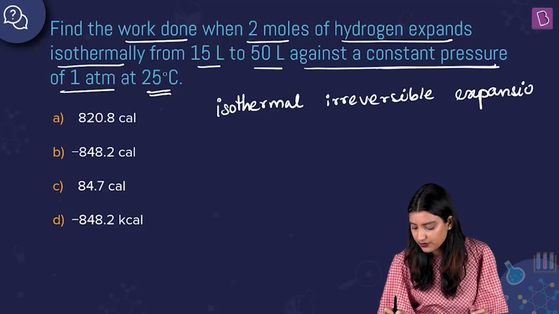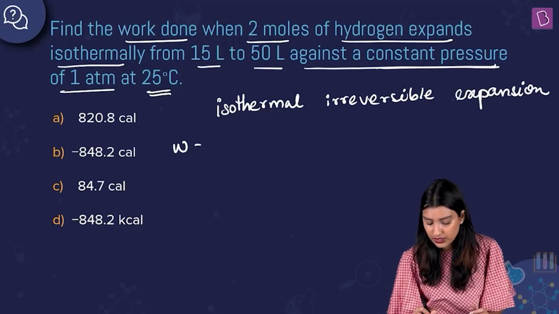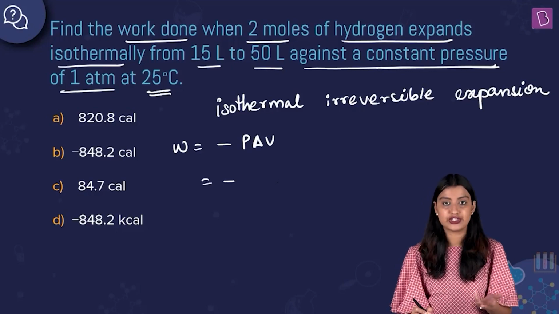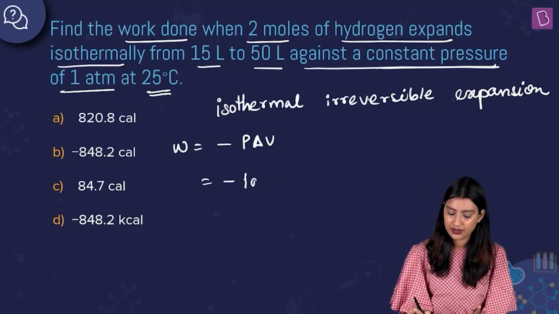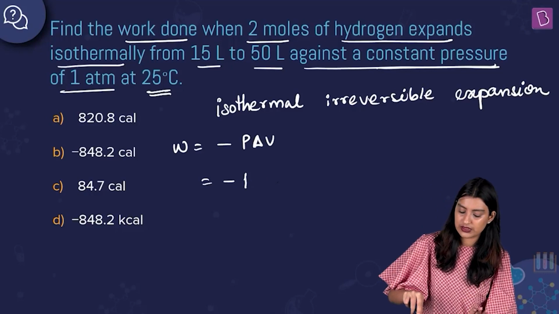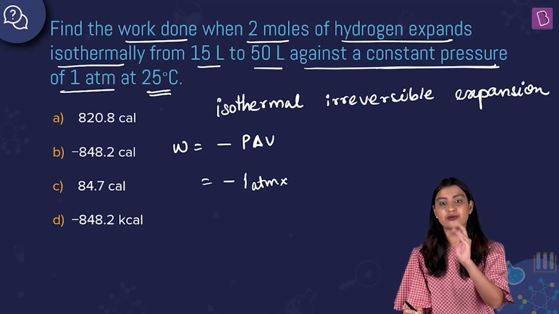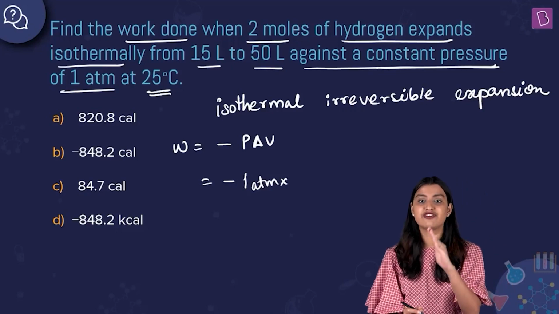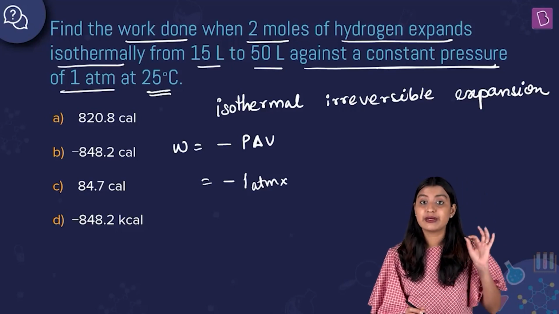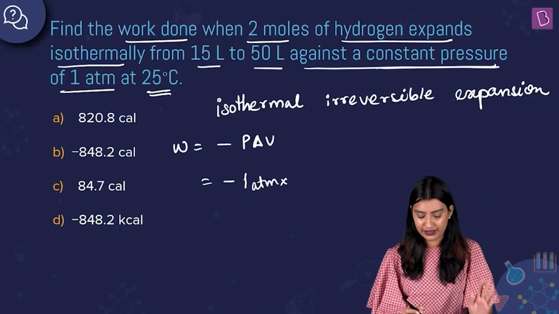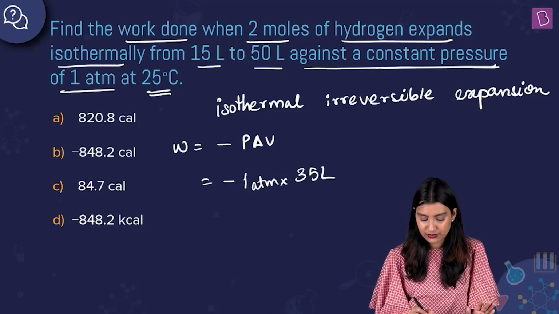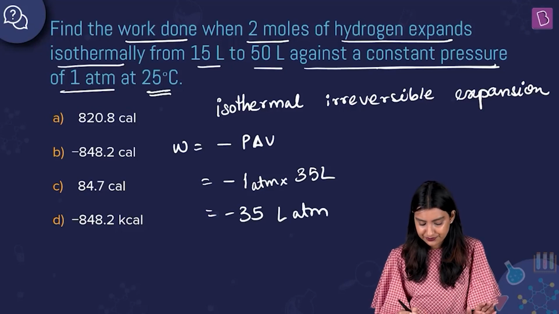So what is going to be the formula of work done? Work done is going to be equal to minus P delta V. So you have pressure is 1 atm multiplied by delta V, which is V final minus V initial, 50 minus 15. 50 minus 15 is going to be equal to 35. So 35 liters. So basically you have minus 35 liter atmosphere.